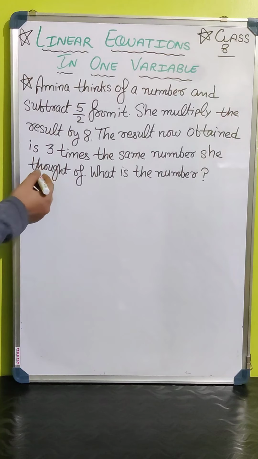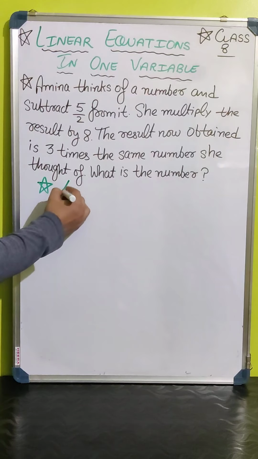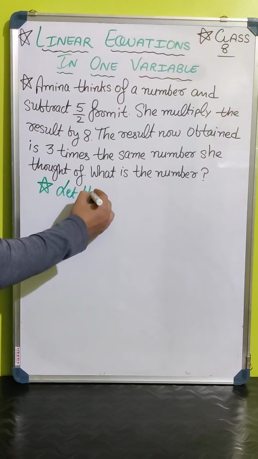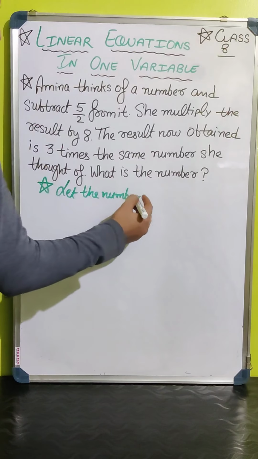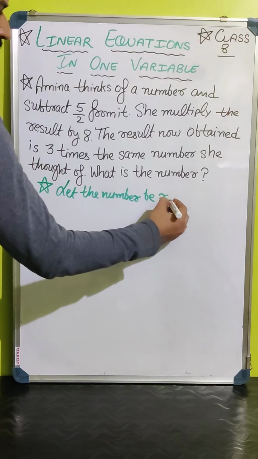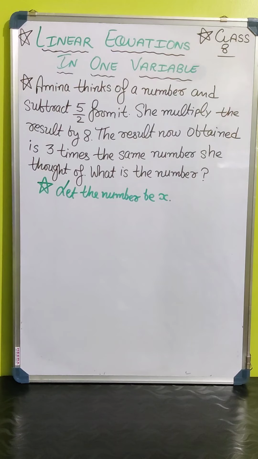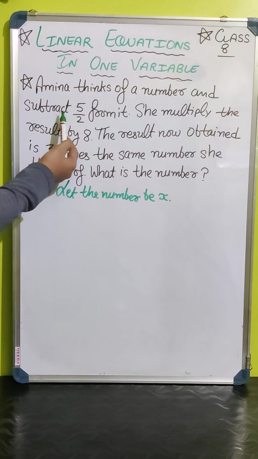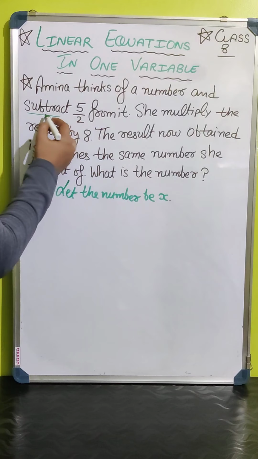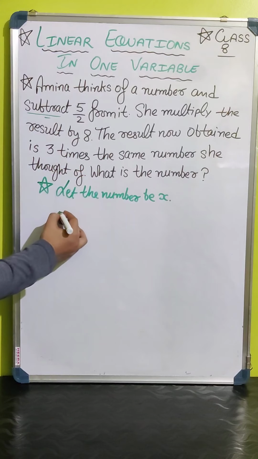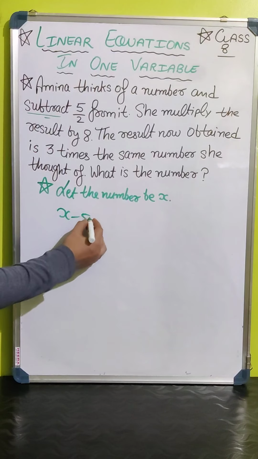Now let us come to the statements one by one. First of all we have to think about a number. Let the number be, you can write x or n, whatever you want. Let the number be x. You have to write that. Now comes to the statement: Amina thinks of a number and subtracts 5 by 2 from it. I am taking the first line only. Subtract means minus, so x minus 5 by 2.